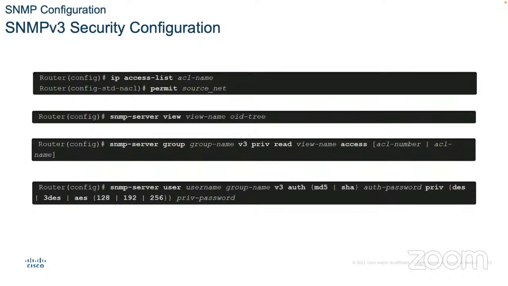For SNMP version 3, you have message integrity and authentication. You have encryption and access control. It only takes a couple of commands to implement. So if you have a Cisco device, why haven't you implemented it? If you haven't, you really should.